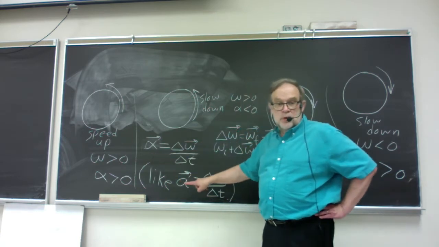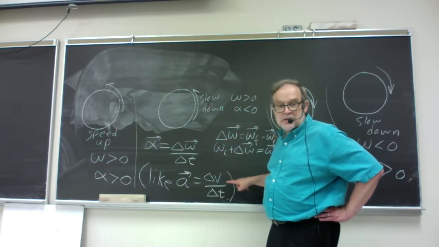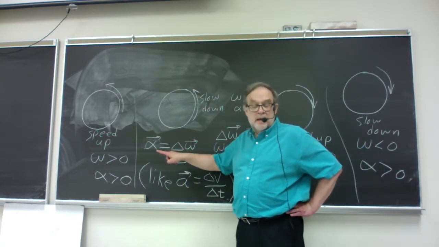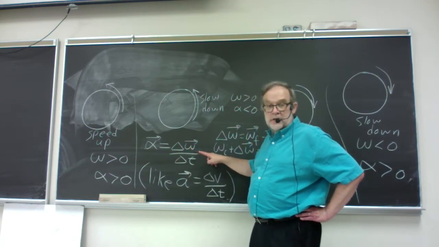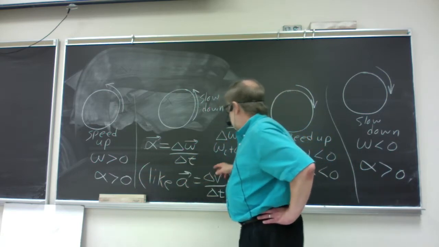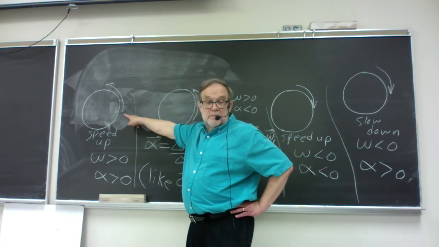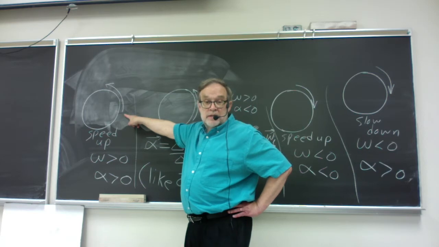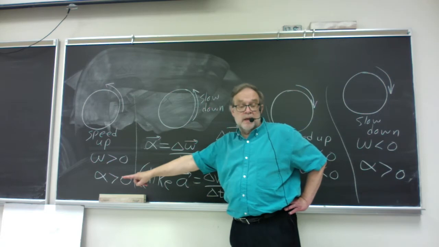Just as regular acceleration in meters per second has the same sign as delta v, angular acceleration has the same sign as delta omega, the change in angular velocity. So in this case, positive angular velocity and speeding up means more and more positive angular velocity is being added on. Delta omega is positive, so angular acceleration is positive.